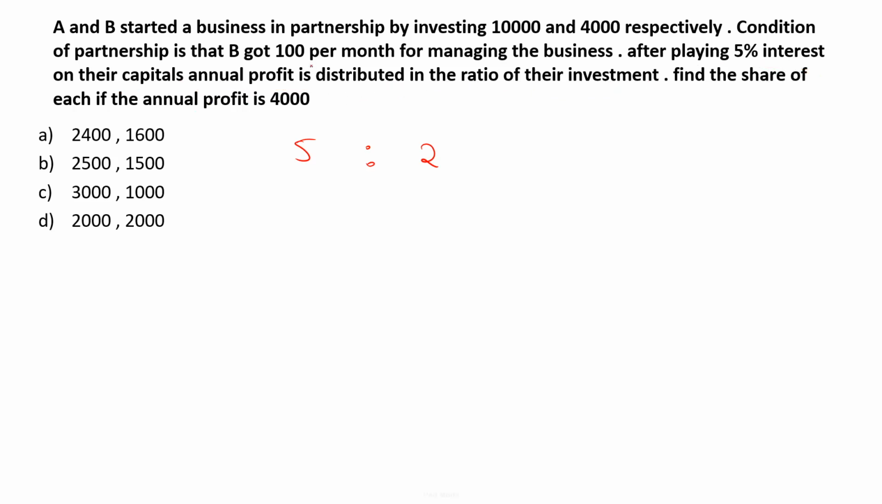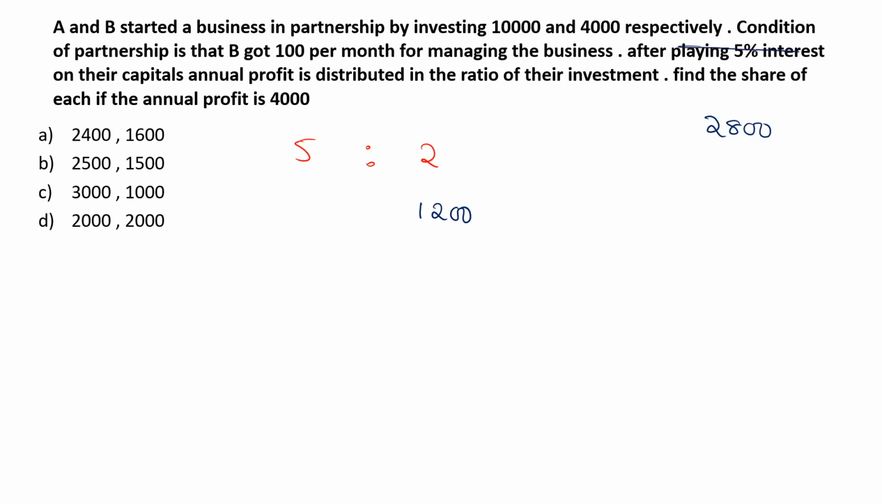B would get a total of 1,200 as a salary for managing the business. B would get 100 rupees per month. That means for 12 months he would get 1,200 rupees as a salary for managing the business. And out of the total profit of 4,000, when 1,200 is given as salary, then the rest of the 2,800 is distributed between them, A and B.